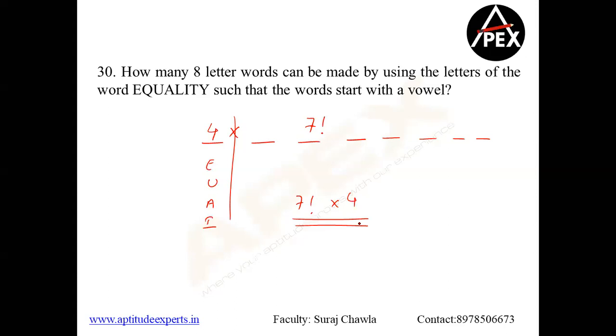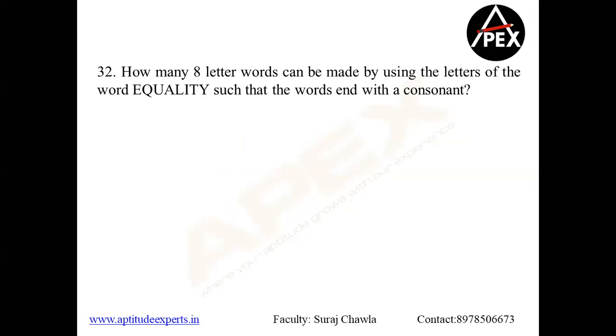Clear? So please follow with me a little quickly because these are simple questions. Now end with a consonant. What are my consonants? Q, L, T, Y. So my last place can be filled in 4 ways. I have 7 things in 7 places, 7 factorial. The answer is again 7 factorial into 4.